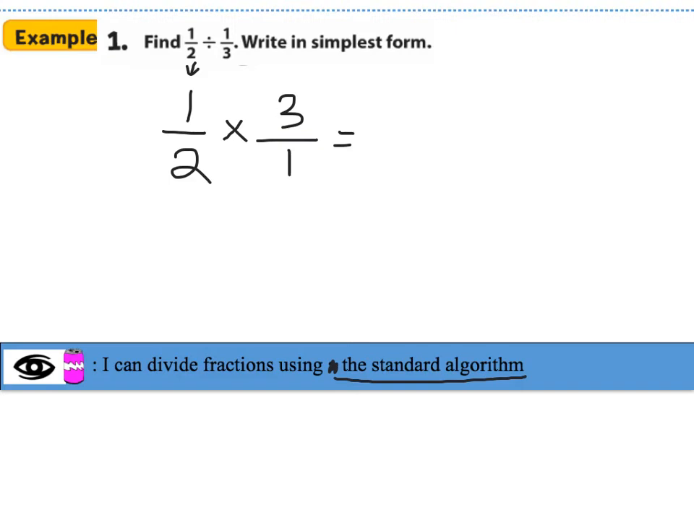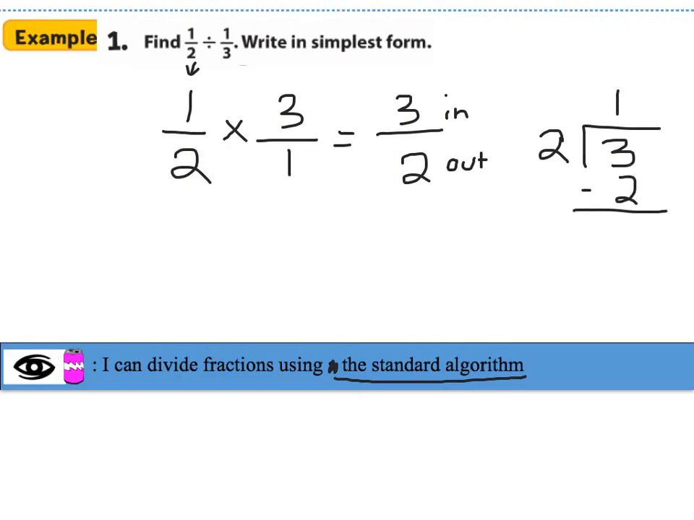So now we can go ahead and multiply across because we cannot cross cancel. On my numerators, 1 times 3 becomes 3, and my denominators, 2 times 1 becomes 2. Now that doesn't look like 1 1/2, but we can make it look like 1 1/2 by using in and out. So I'm going to put 2 on the outside and 3 on the inside, and 2 goes into 3 once. That's a 2 down here, and I'm left with 1.